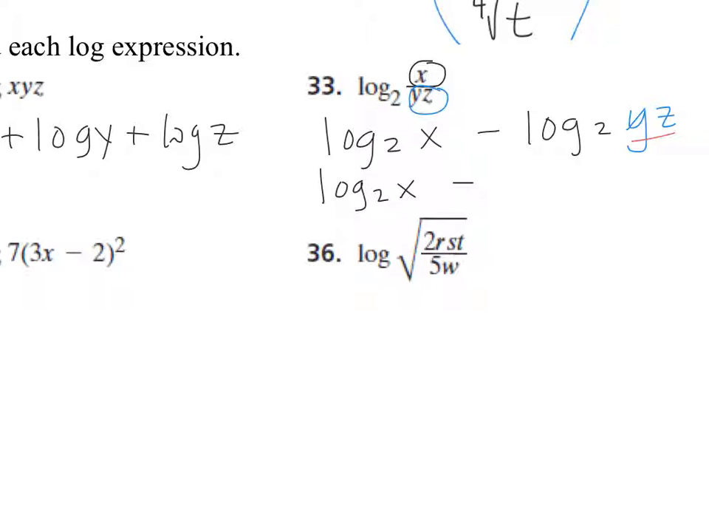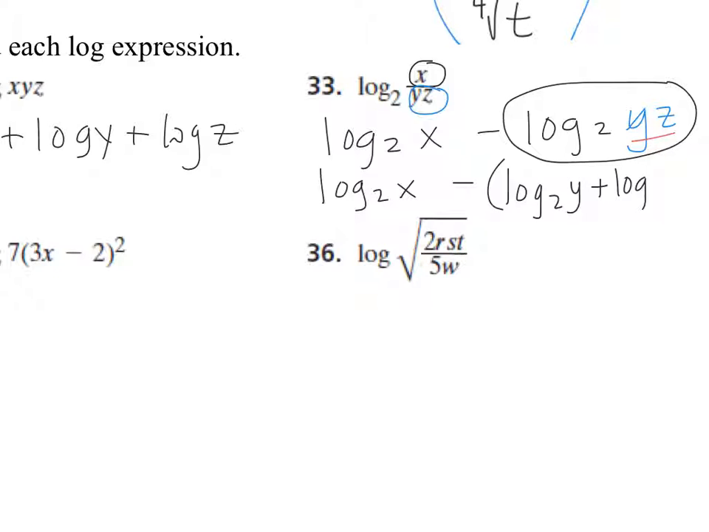Now, I'm subtracting this whole quantity, so I'm going to put this in parentheses because I am going to have an expression with two terms right here, and this whole quantity is being subtracted. So it's log base 2 of y plus log base 2 of z. So you can either not put the parentheses in and make sure that you end up subtracting them both, or just keep the parentheses as it is.